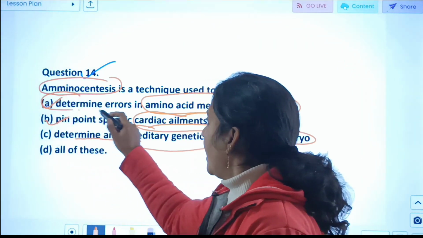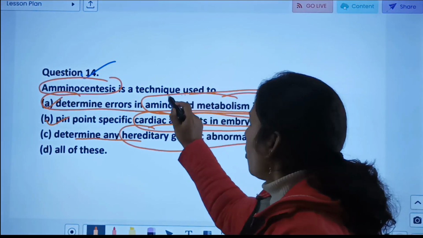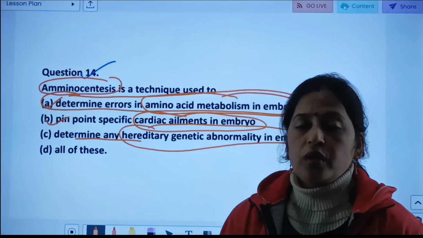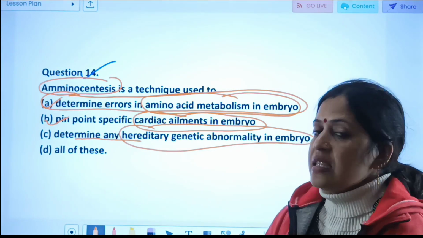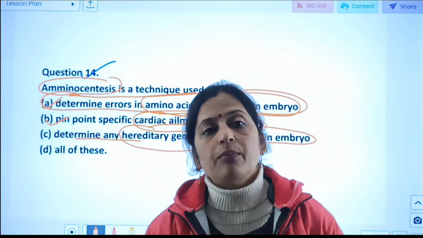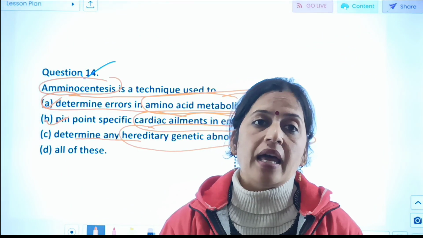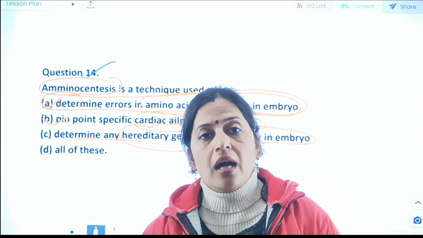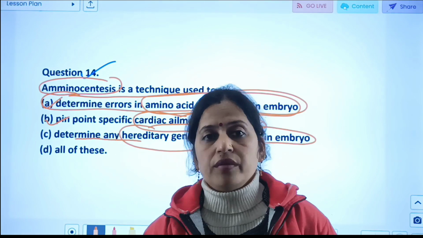That is to determine errors in amino acid metabolism in the embryo. So here by this technique, that is amniocentesis, with the help of this technique we can easily determine the errors in the amino acid metabolism in case of the embryo.